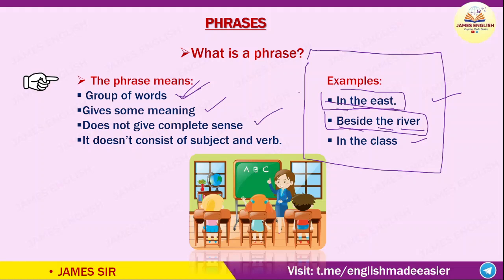So once again, what is a phrase? A phrase means a group of words. It gives some meaning and it does not give complete sense. And the last part, a phrase doesn't consist of a subject and verb. Look at the example, in the class. Is there any subject here? No. Is there any verb here? No. So we can come to a conclusion. A phrase is a group of words. It gives some meaning, but it doesn't give complete sense. In a phrase, we do not see a subject and a verb.